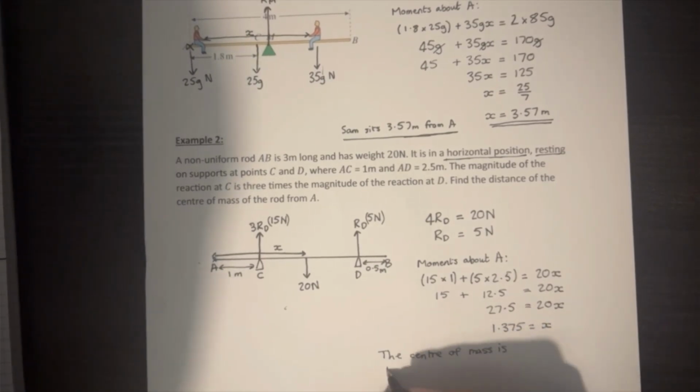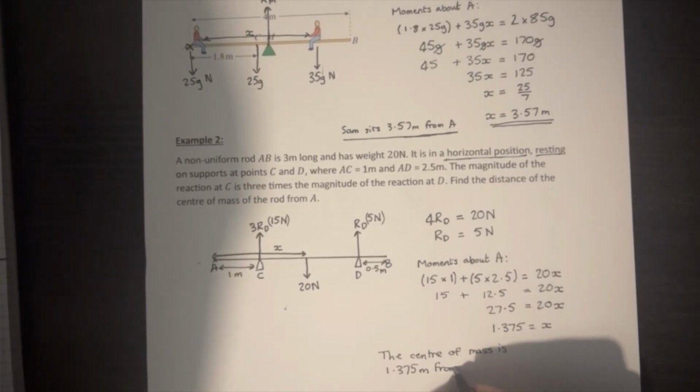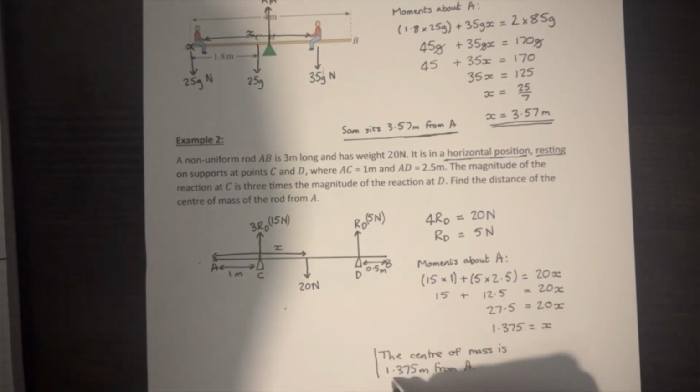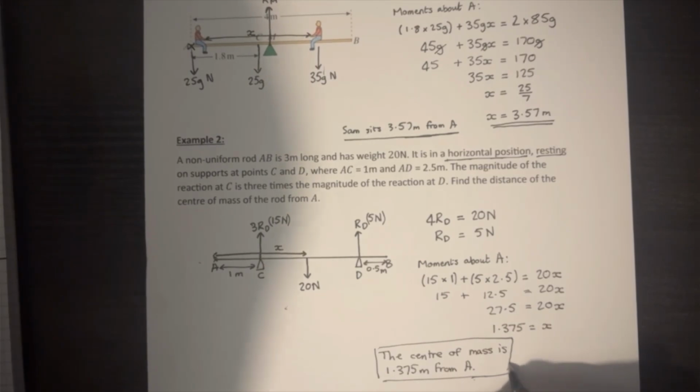So we can say that the centre of mass is 1.375 meters from A, and that there is our final answer on that one.